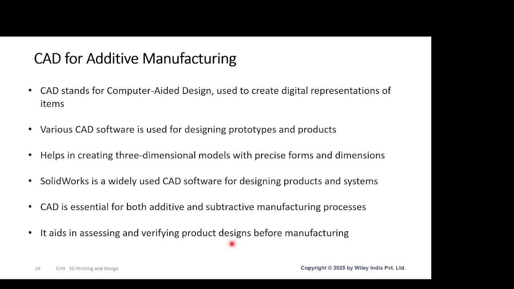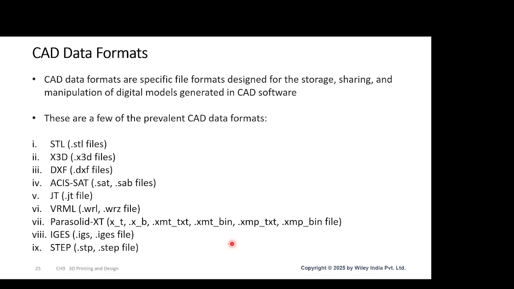So CAD software is used to create designs, and those designs can then be used to manufacture either in conventional ways or using 3D printing. So the model created by the CAD software is also used to assess and verify, to validate the design of the product. So any CAD software works with different file formats. For example, the most commonly used is .stl. Other formats include X3D, DXF, ACIS, then JT, VRML, Parasolid, IGES, and STEP.